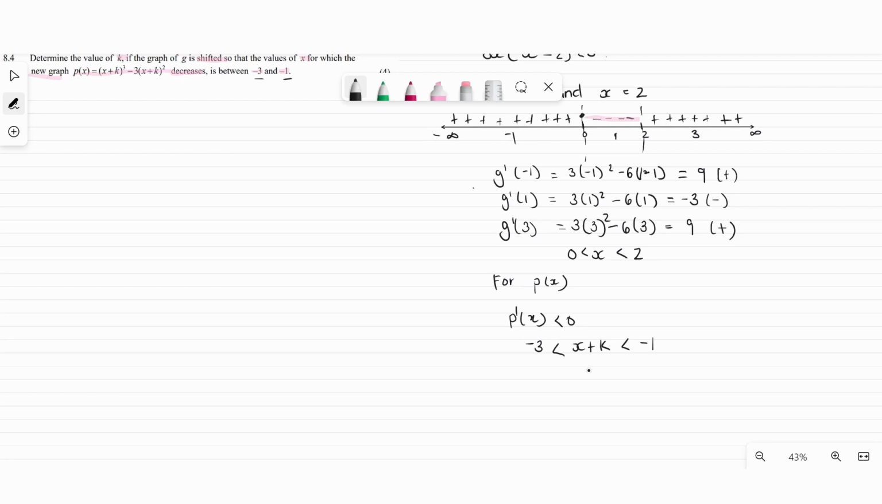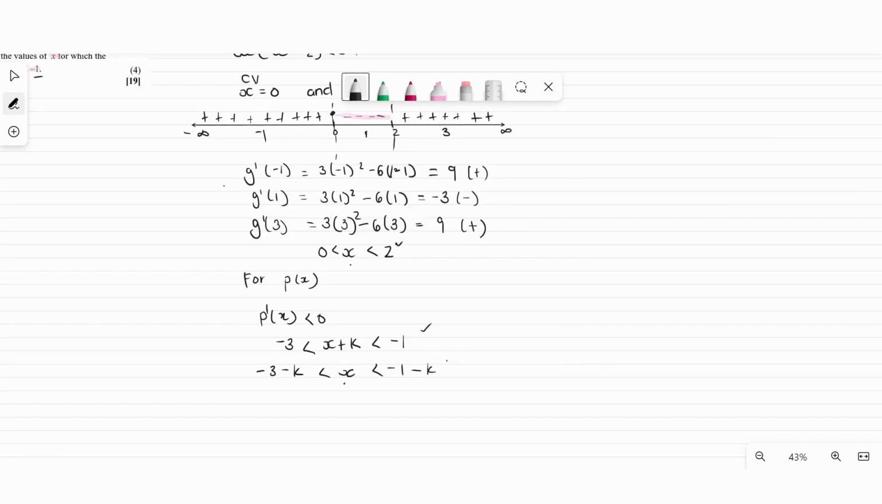But if we take this k to the other side and make x alone, this and this are going to be equal. So let's do that. If we say x and take this k to the other side, it's going to be negative 1 minus k, and also this side is going to be negative 3 minus k. So we see that here is x and here is x, so we can equate the sides together because the inequality is the same, to solve for k. For this side, 0 is going to be equal to negative 3 minus k. Take this negative k to the other side, so k is equal to negative 3.